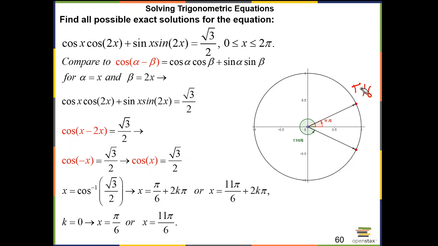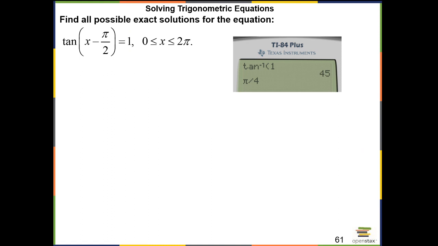All right, now we didn't want all the solutions. We just wanted the ones that are in this interval. Well, if k equals 0, we get pi over 6 and 11 pi over 6. And if you let k be any other number, you go outside of this region, and it's not going to work. So there are only two solutions for that equation. Okay? All right, here's another one.